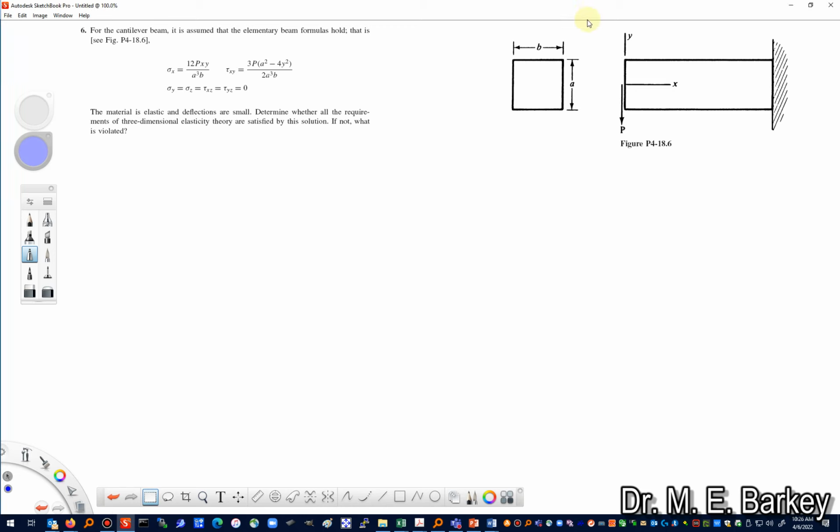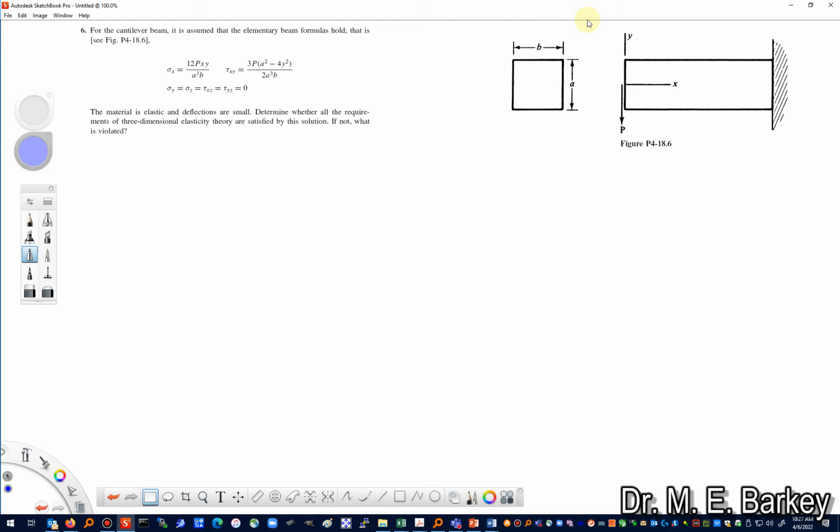Alright, so this is AEM 637 Theory of Elasticity, problem 418, number 6. Let's take a look at this problem and we'll work through it, but maybe the first thing to do is just figure out what they're asking for and what our approach is going to be.